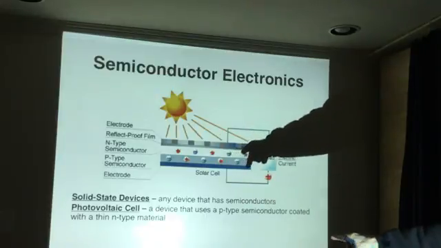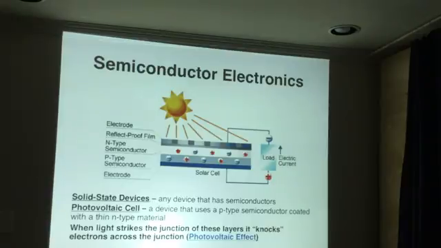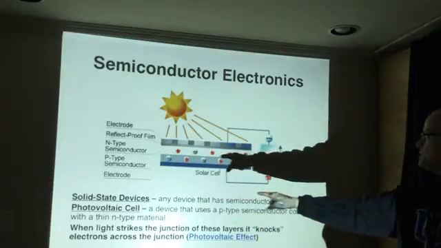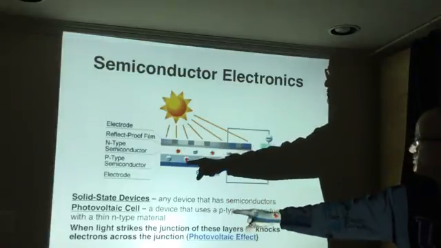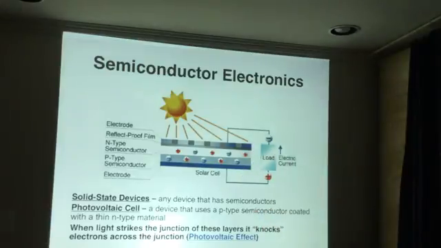And so if you have a bunch of these, you can turn sunlight into the flow of electricity, which is how photovoltaic cells work. And this is the foundational principle behind the solar panels that are on the roofs of houses and so forth. So when light strikes this junction between the N semiconductor and the P semiconductor, the electrons from the N semiconductor are transferred to the P semiconductor, and then that generates the flow of electricity, and that is called the photovoltaic effect.